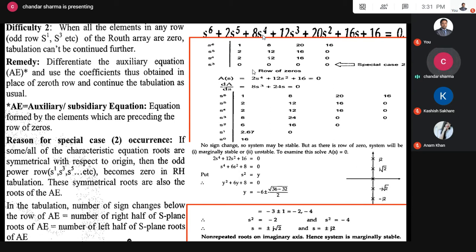नाउ जैसे मुझे पता चला कि मेरी s क्यूब वाली रो 0 हो गई, व्हाट वी हैव टू डू, आई हैव टू कंस्ट्रक्ट अ ऑक्सिलरी इक्वेशन. अब ऑक्सिलरी इक्वेशन किससे बनेगा? जो उसके अबव वाला रो है. तो s क्यूब के अबव वाला था s to the power 4, तो मेरा ऑक्सिलरी इक्वेशन बन गया A of s is equals to. अब इसको ऑक्सिलरी इक्वेशन कैसे बनाते हैं? देखो, 2 s to the power 4, फिर अल्टरनेट लेना है, तो 4 के बाद 3 स्किप करना है, 12s स्क्वायर, फिर s to the power 1 0 करना है, 16s 0, मतलब 16. नाउ दिस इज अवर ऑक्सिलरी इक्वेशन.